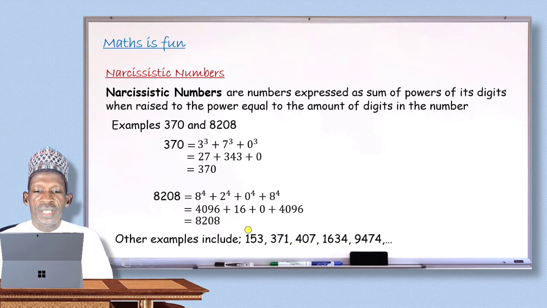Other examples of narcissistic numbers you have are 153, 371, 407, 1,634, 9,474, and many more.